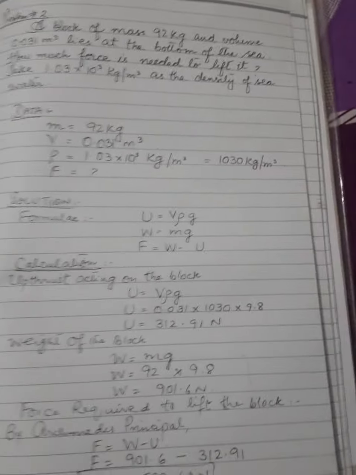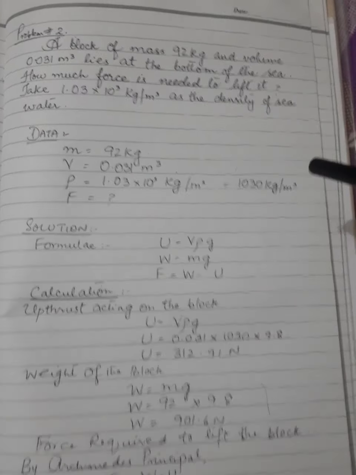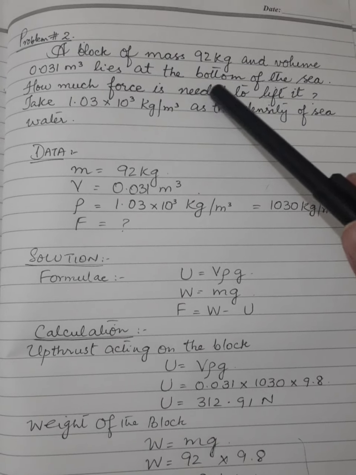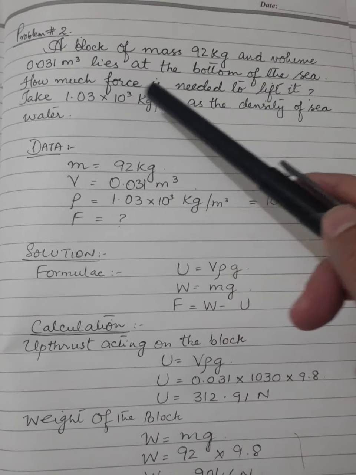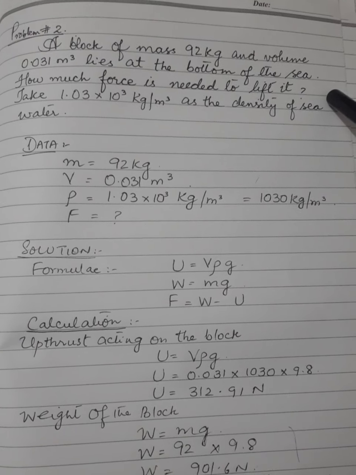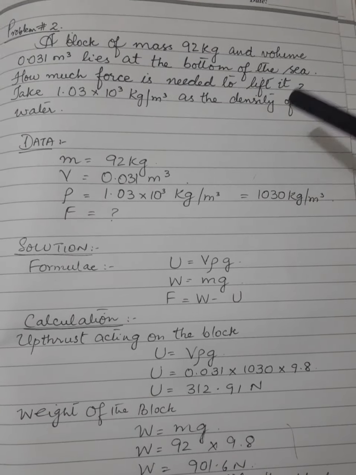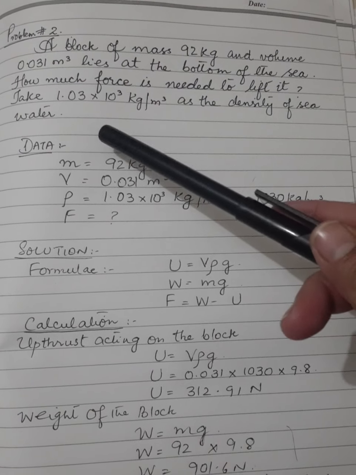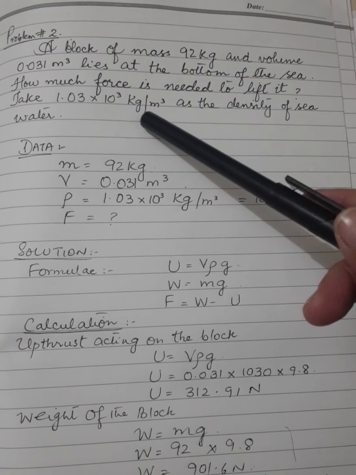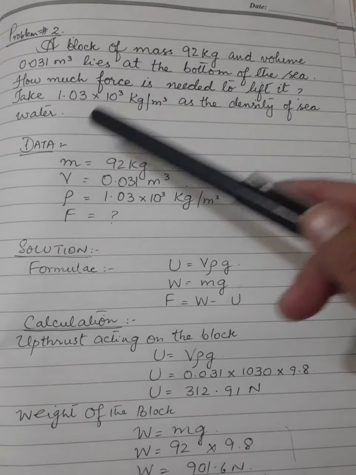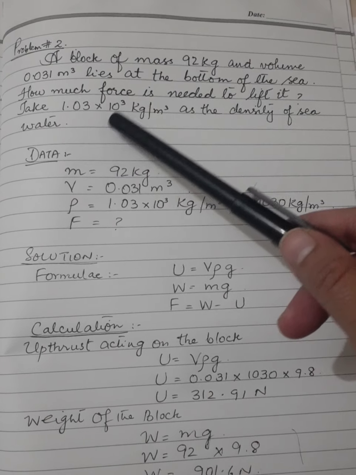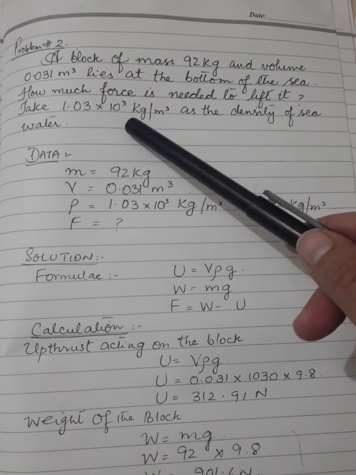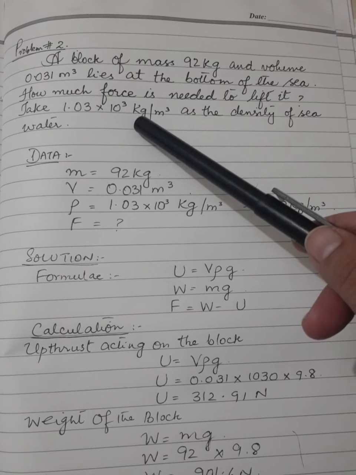Problem number 2 is: a block of mass 92 kg and volume 0.031 meter cube lies at the bottom of the sea. How much force is needed to lift it? Take 1.03 into 10 power 3 kilogram per meter cube as the density of the sea water. The density of pure water is 1 kilogram per meter cube.